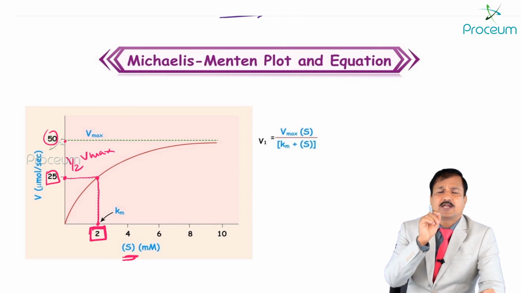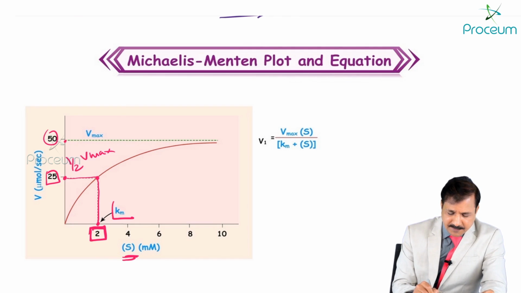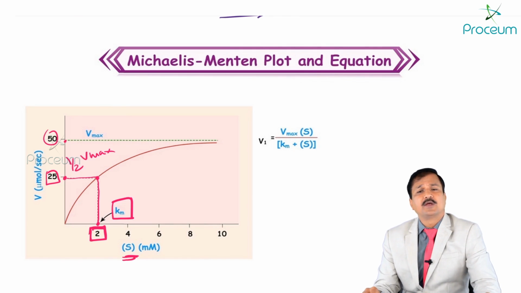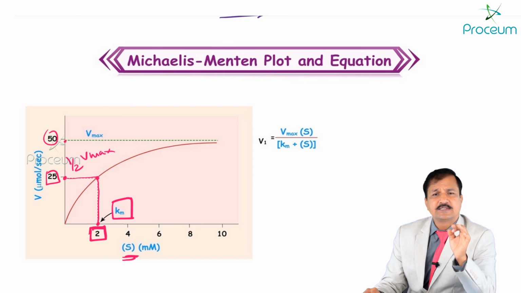Now see the point that is meeting on the x-axis, that is number 2, which is shown here. It is referred to as Km. And what is Km? Km is the substrate concentration at which your enzyme reaches half the maximum velocity. Make sure you remember this definition. It's very important to understand what Km is. Km is the substrate concentration at which your enzyme reaches half of its maximum velocity.